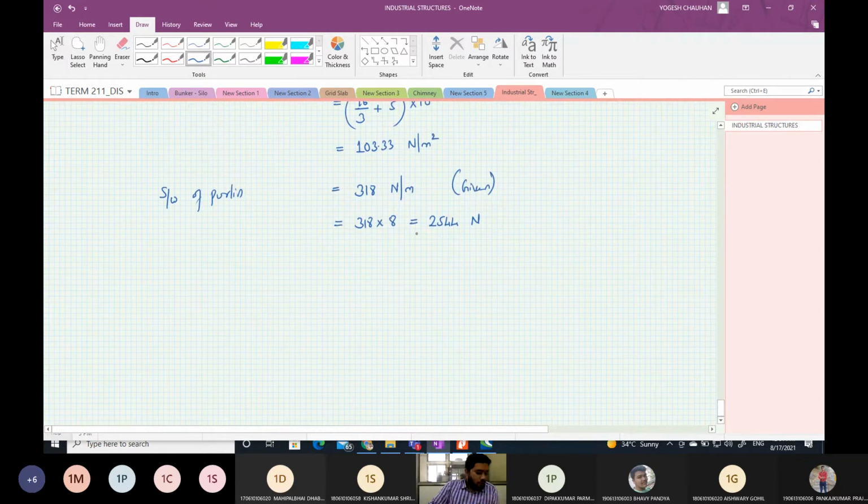So we have to convert this. Either you can convert this in kilonewton per meter square by dividing by the plan area, or simply multiply these loads with the plan area and then add them. You will get the total load in kilonewton.